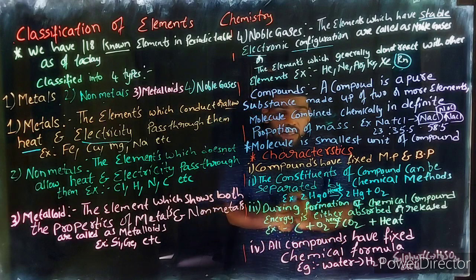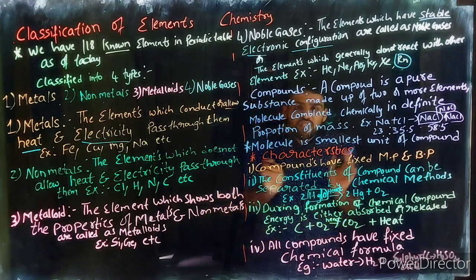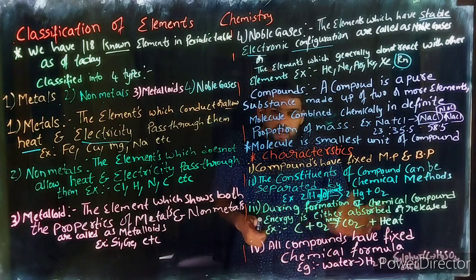This mercury oxide is made by mercury and oxygen combining in a fixed ratio of mass. If you have to separate the constituents making this compound, you have to heat it. A chemical method should be employed to separate them.